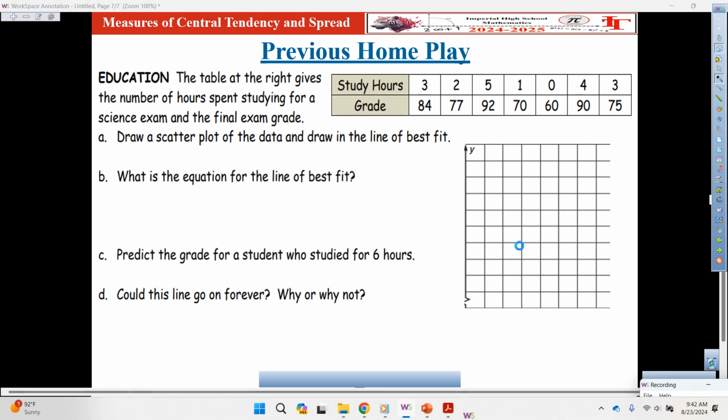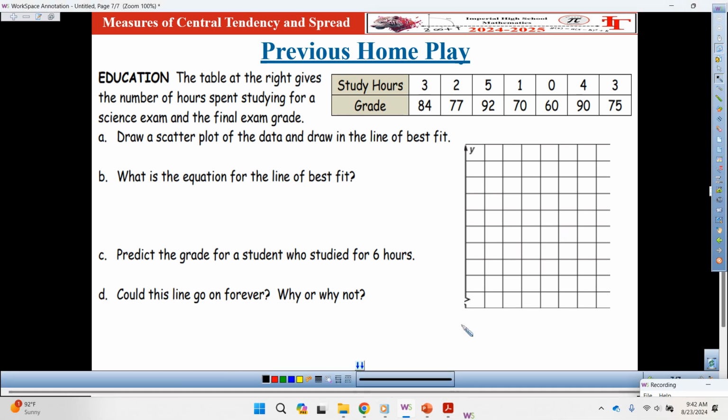So let's scale our coordinate plane first. Label study hours X on your screen. You may write on your screen. Don't copy it on paper. And we're going to label grades Y. So for the study hours, which is X, what is the smallest number? And it goes all the way up to what? 5. So that's going to be our X right here. So we start at 0, 1, 2, 3, 4, 5.